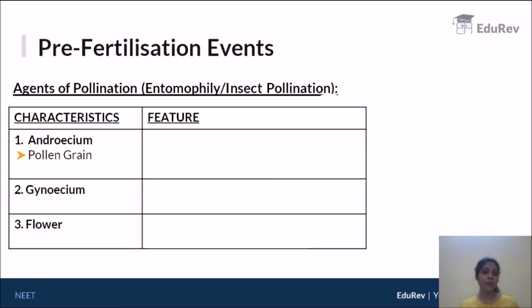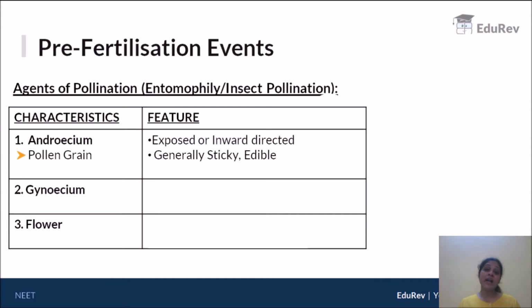Now, why do you require pollen grain that's sticky? It needs to stick onto the body of the insect so that the insect can transfer that pollen. Sometimes that pollen is also edible, so that's a factor that attracts the insect towards the flower. So we need to remember this point. An exposed or inward directed androecium does not make much of a difference. The second is that the pollen grain needs to be sticky and it can sometimes be edible.